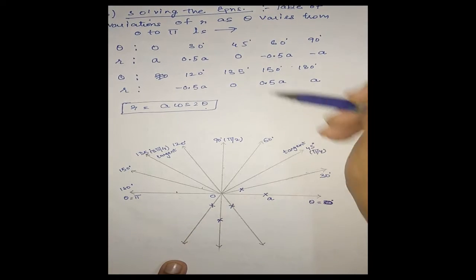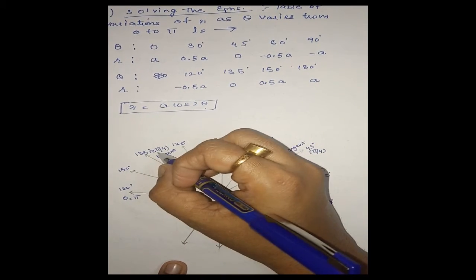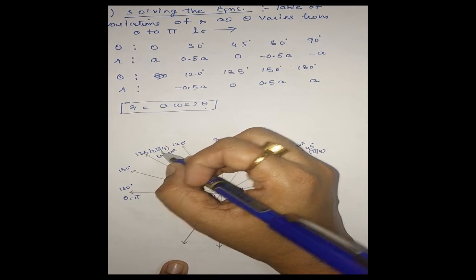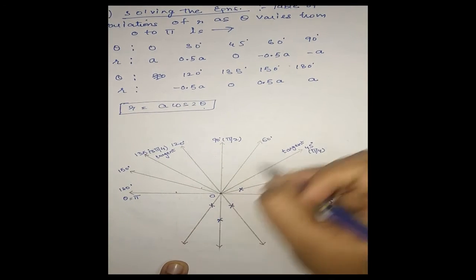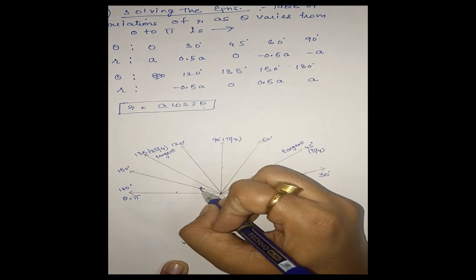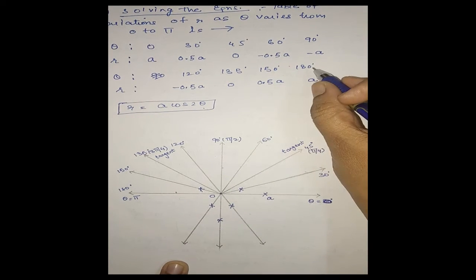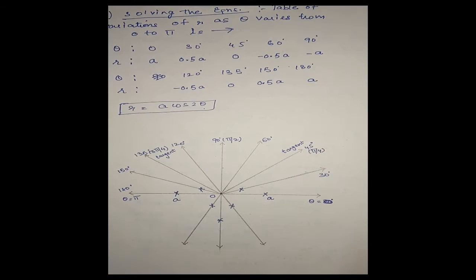Here, when theta is 135, r is 0. Also this line theta is equal to 3 pi by 4, that is 135 degrees, where the value of r is 0, and this is a tangent line. When theta is 150, it is 0.5 a, and when theta is 180, it is a. These are the points on the curve.